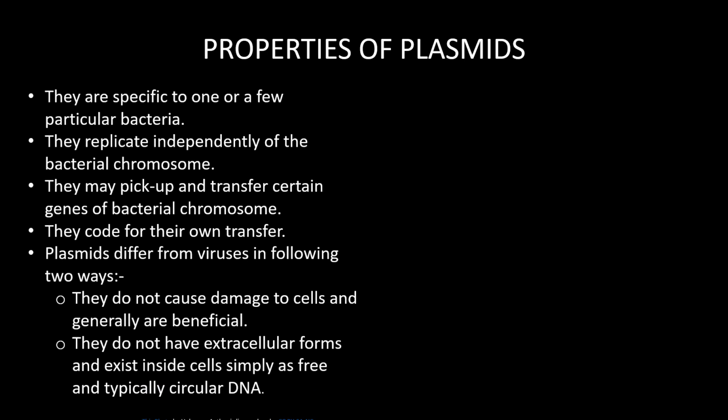The properties. What are the properties? They can replicate independently of the bacterial chromosome. They may pick up and transfer certain genes of the bacterial chromosome. They code for their own transfer. And plasmids differ from viruses in the following two ways. They do not cause damage to cells and generally are beneficial. They do not have extracellular forms and exist inside cells simply as free, typically circular DNA.